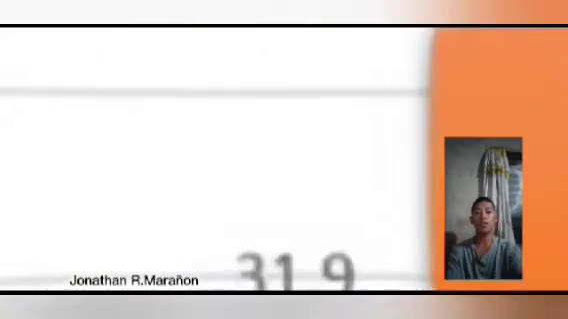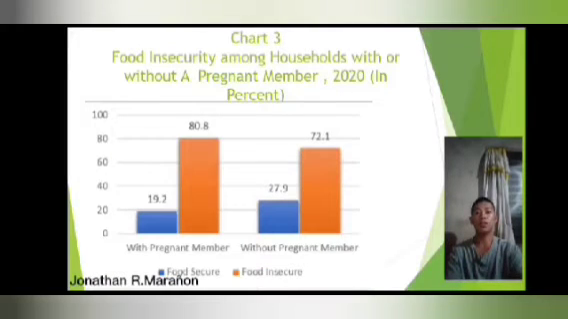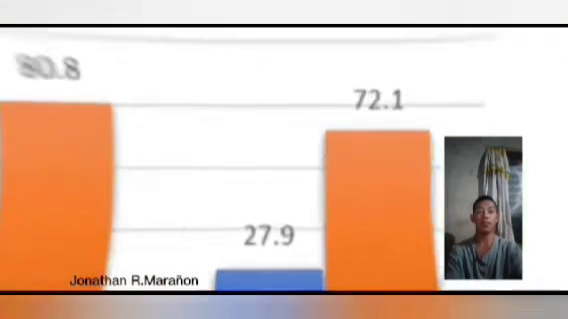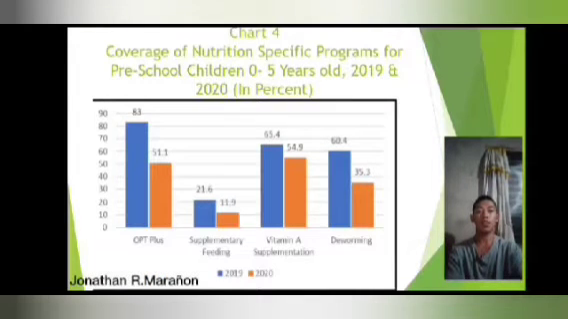So, in chart 3, food insecurity among households with or without a pregnant member. Similarly, almost 81% of surveyed households with pregnant members were food insecure in 2020, while about 72% of those without pregnant members were food insecure. And in chart 4, coverage of nutrition-specific programs for preschool children 0 to 5 years old, 2019 and 2020.